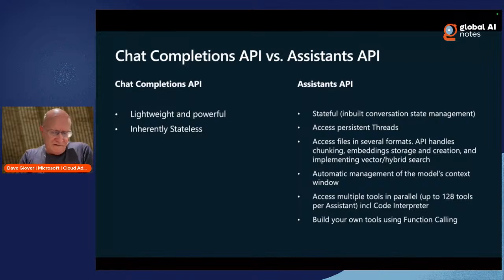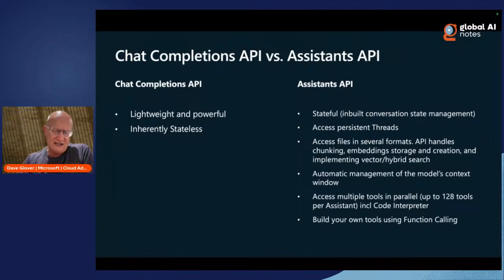Now it deals with files. So it has this kind of notion of file search. And it will deal with things like you could upload a PDF, for example, or a CSV file, and it will automatically handle the chunking of those PDF documents and creating the vectors for them, or the embeddings for them, storing them, and then making them available for vector and hybrid search. So it just does it for you.